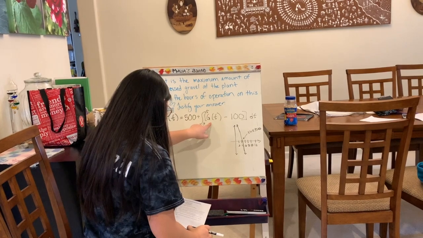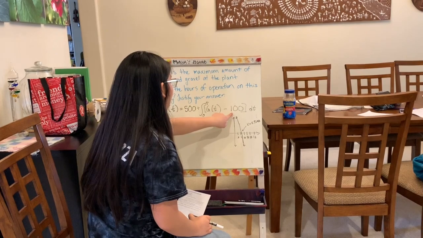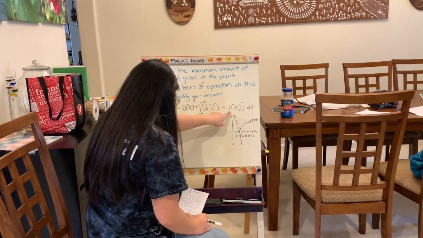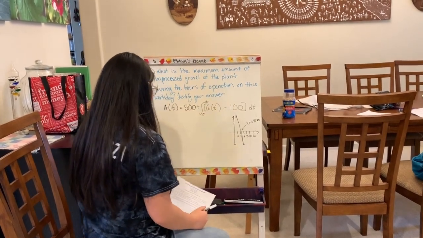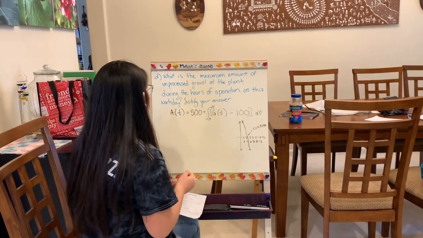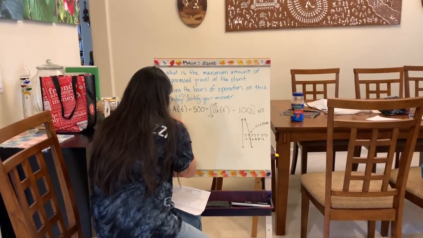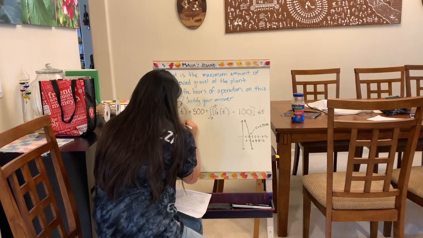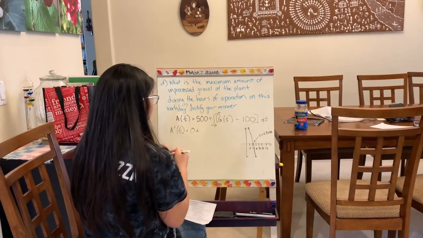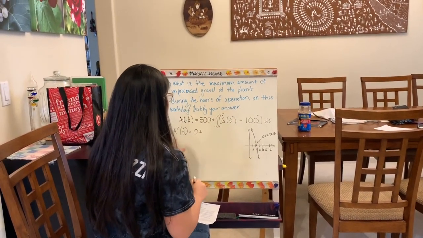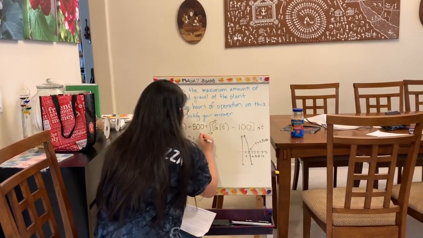And G of T is the amount of unprocessed gravel that is arriving, and 100 is the amount of gravel the plant is processing. And since we want to find the maximum amount of unprocessed gravel at the plant, we take the derivative of the whole equation. Since 500 is a constant, it goes to 0. And according to the fundamental theorem of calculus, by taking the derivative of an integral, you just get G of T minus 100.